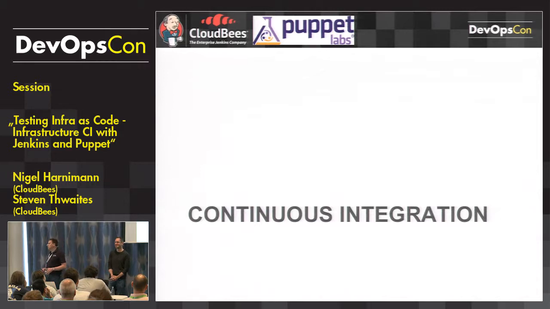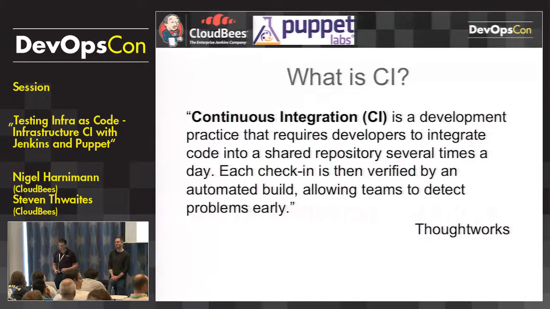Let's move on to the meat of today, continuous integration. So what is CI? What is continuous integration? Well, ThoughtWorks surmised it pretty well in this statement. It is a development practice. It requires you to integrate code into a shared repository frequently and often and run some automated tests against it to check that it's all okay and spot problems early.